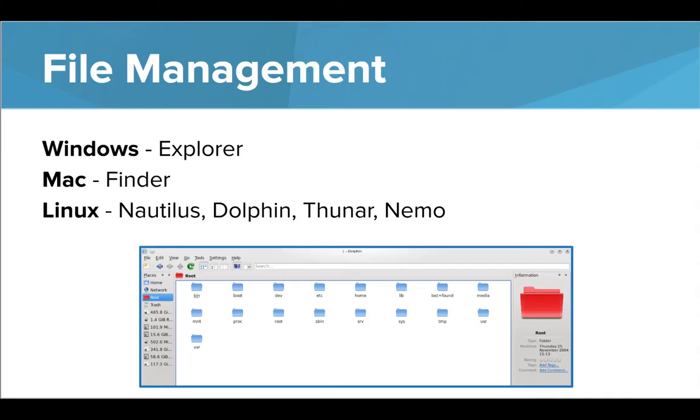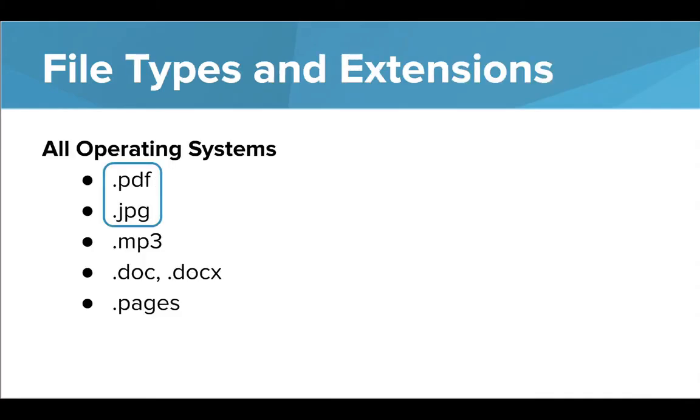Again, Linux has a lot of different file managers since they also have so many different versions of their software. You may have noticed and know a bit about the extensions that are listed at the end of your file names. The extension is the text that comes after the period in the name of the file. This is how the operating system knows which program or application to use to open the file.